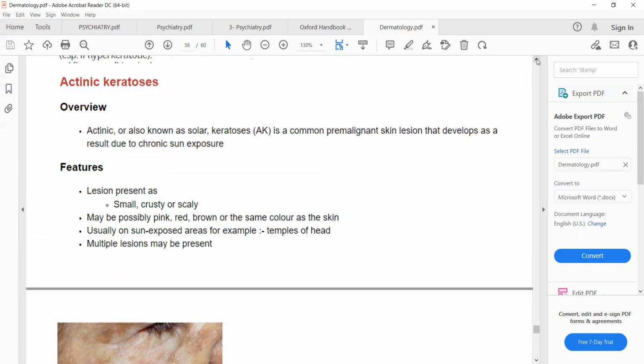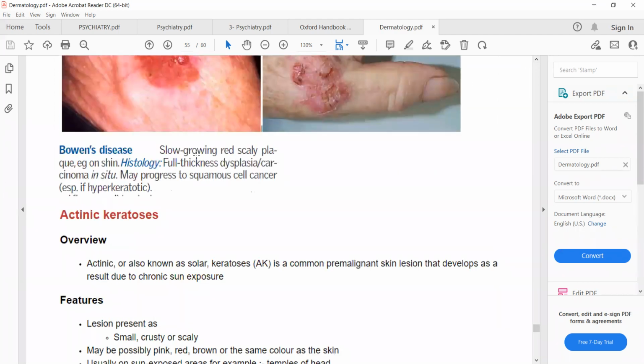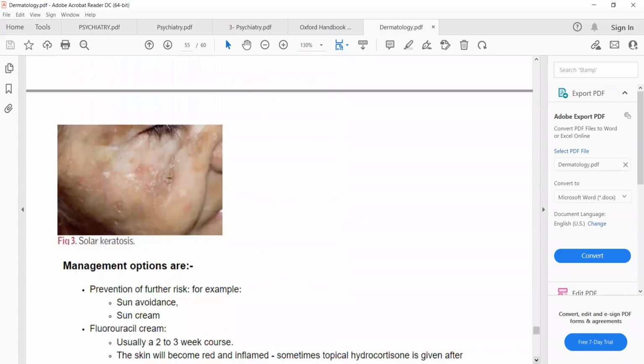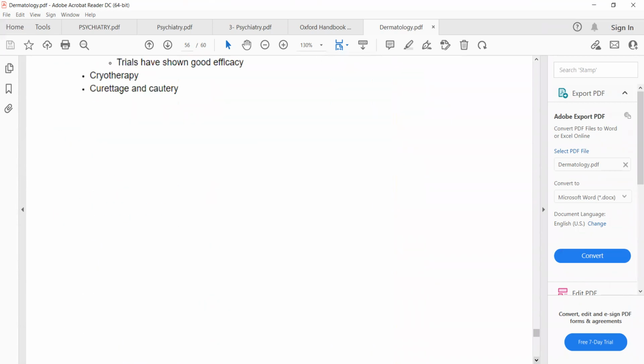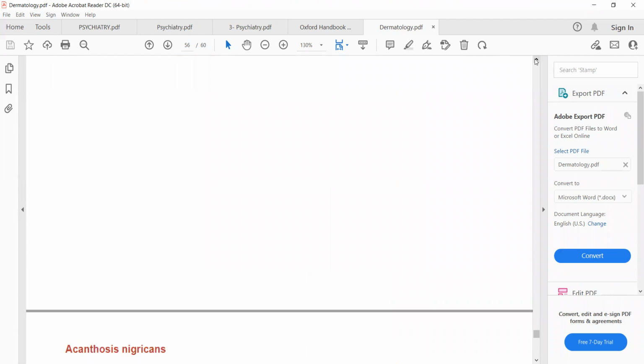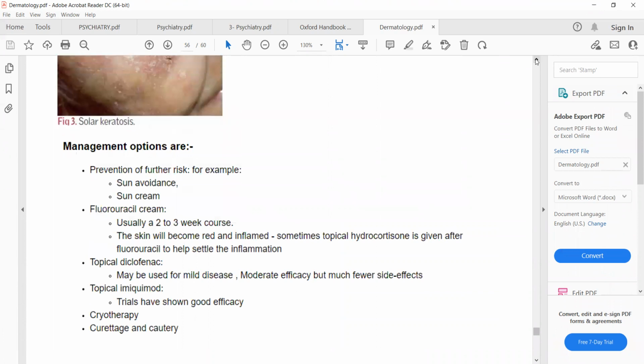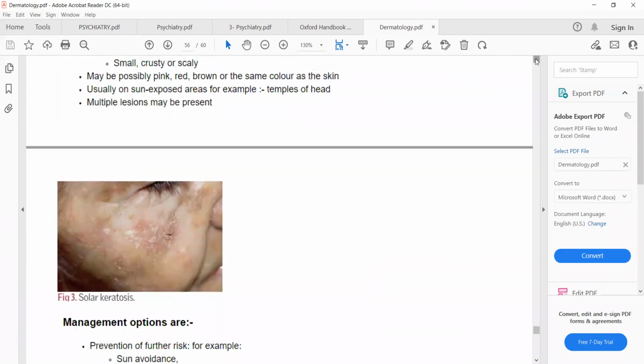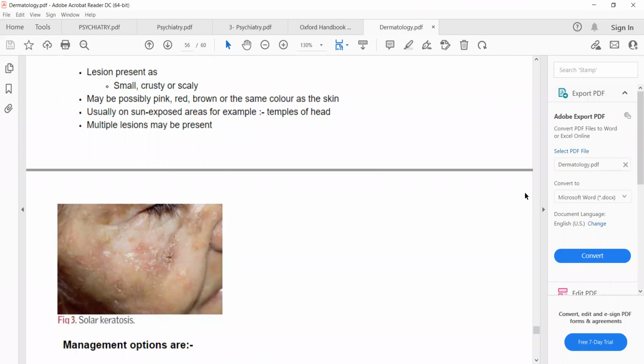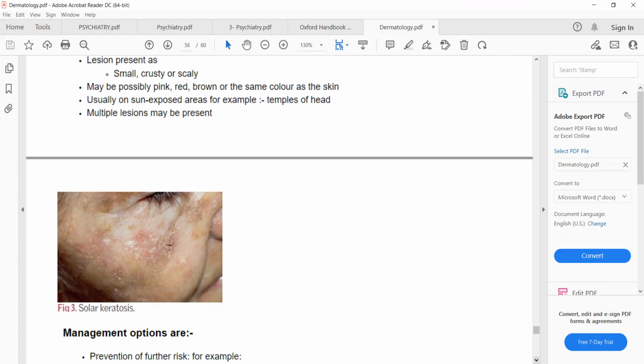So in Bowen's disease, there was a single red scaly plaque that was slowly growing on the sun exposed areas, while in actinic keratosis, there are multiple crusty lesions on sun exposed areas. So there's only a slight difference between these two. Both of them are a risk factor for squamous cell carcinoma. So it's very important to make the correct diagnosis so that the treatment can be given on time.